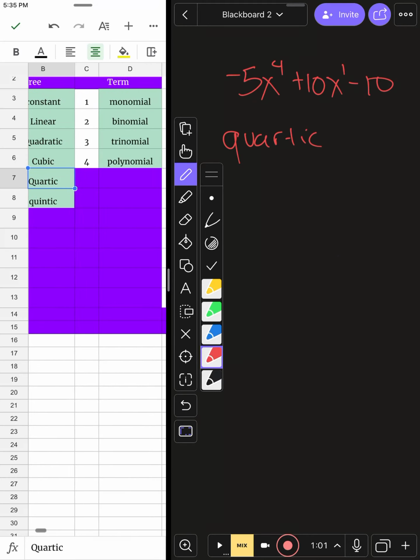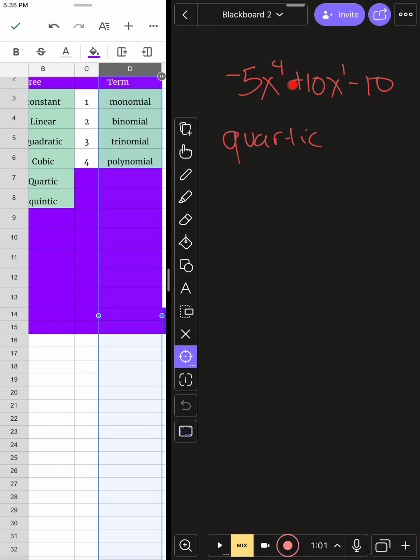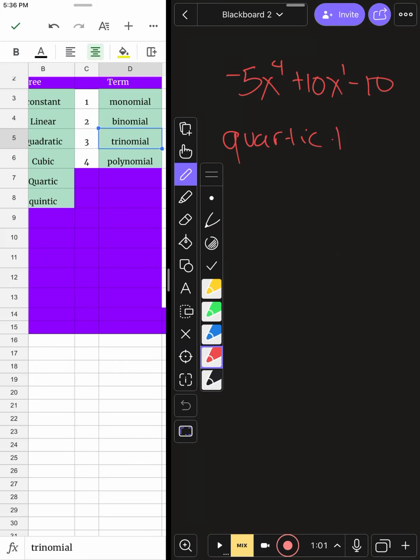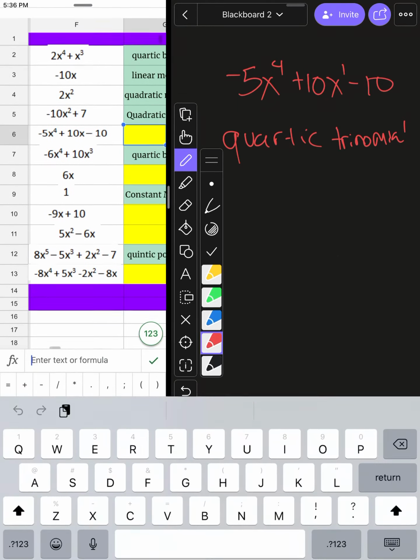My second word is going to refer to the number of terms. A term is anything separated by addition or subtraction. So this, and this are separated by addition and subtraction. How many of them are there? 1, 2, 3. There's 3 terms. If I look over on the left-hand side of the screen, I can see that 3 terms is called a trinomial. So that is a quartic trinomial. And then I just type it in right here.